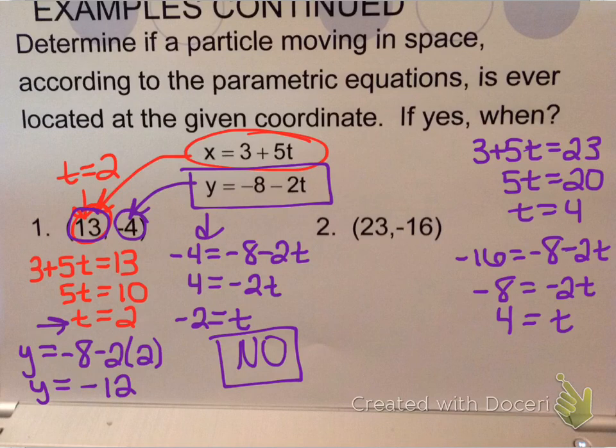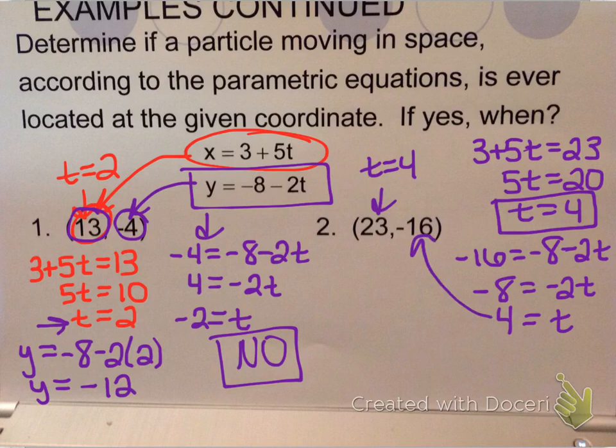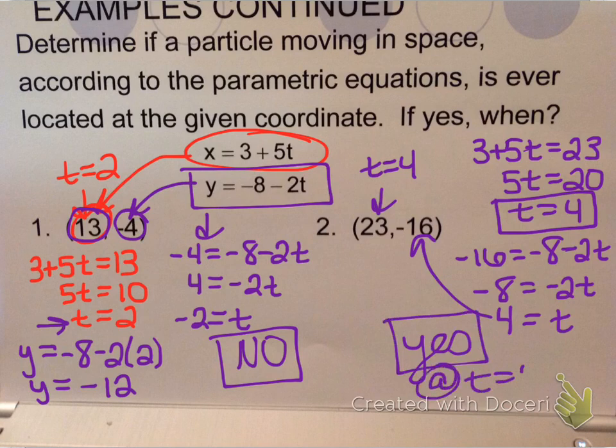Okay, so hopefully what you figured out is that you have the correct x-coordinate. You're here at time equals 4. And then either using method 1 or method 2, you figured out that at that time you were also at the correct y-coordinate. So yes, you do go through that point in space, and you do it at time equals 4, whatever, 4 minutes, 4 seconds.